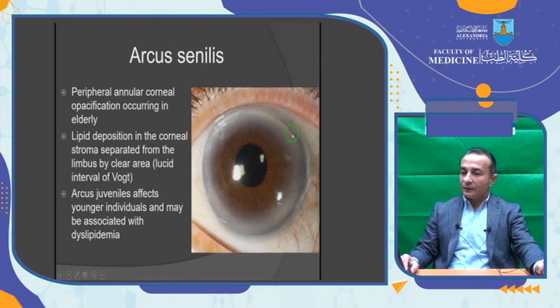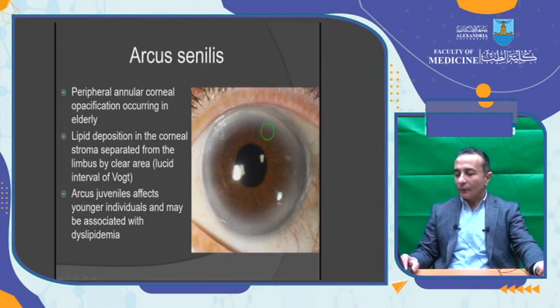Here we can find that this deposition is separated from the limbus by a clear area which is called the lucid interval of Vogt. It is more common in elderly people, and the incidence in people above 80 is about 100%. So in very old people, you can find that the arcus senilis is universal.